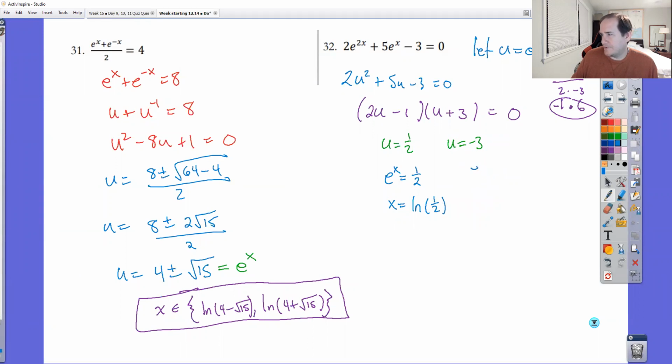This guy's negative though. So again, e to the x, if it equals negative 3, generates an x that equals the natural log of negative 3. And that can't be. So we huck that in the garbage and we keep our only answer, which is this. So we would say x is an element of the set that contains the ln of 1/2.